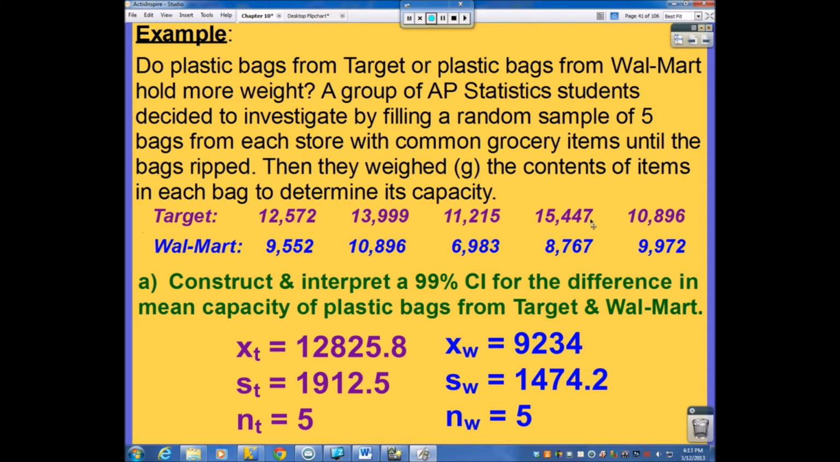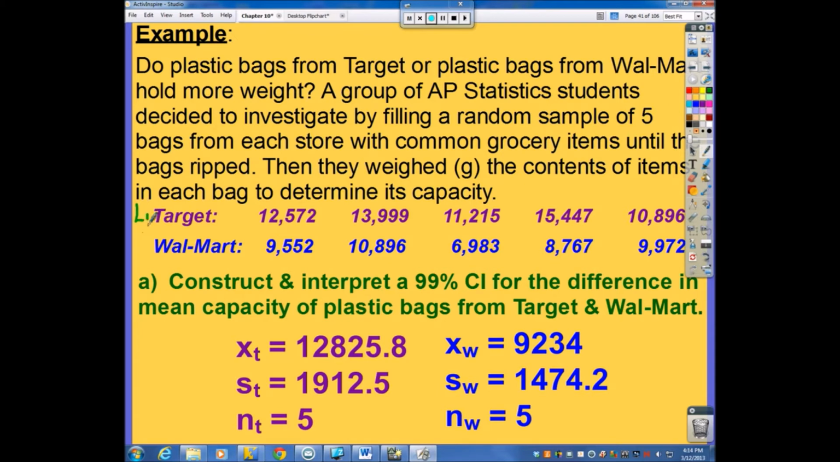So here are 5 Target bags, and this is how many grams they could hold before they bust. And then here are 5 Walmart bags with their contents. So construct and interpret a 99% confidence interval for the difference in mean capacity of plastic bags from Target and Walmart. So I went ahead and did a little bit of work for you.